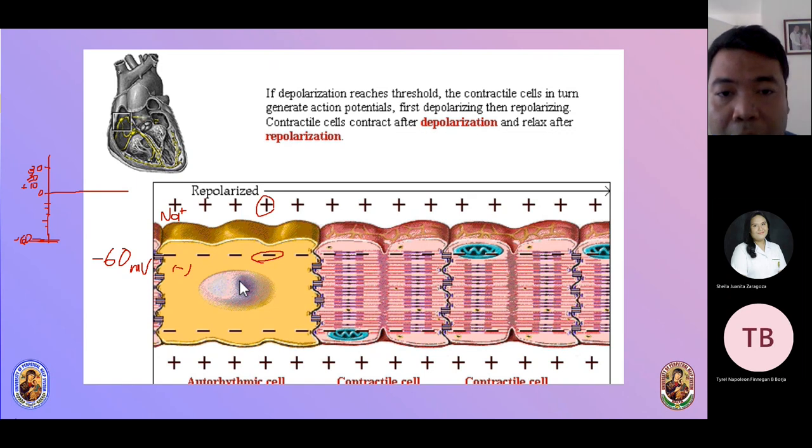What's the next? Repolarization. Repolarization is, as the name says, meaning return, right? It is when the inside becomes negative again and the outside becomes positive again, meaning returning back to the resting membrane potential. Okay?